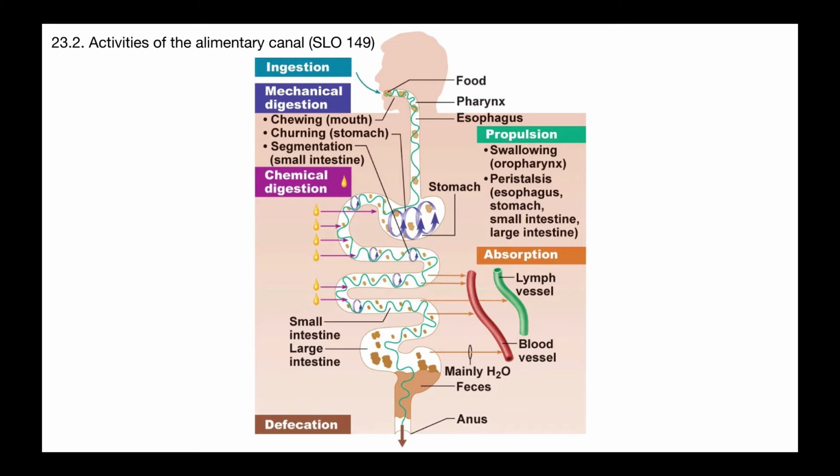Now, most of those enzymes are coming in the small intestine. That's also where most of the absorption of foodstuffs happens. And we see here on this figure that absorption is going to happen largely by blood vessels, but lymphatic vessels are also going to be important, particularly for the absorption of lipids.